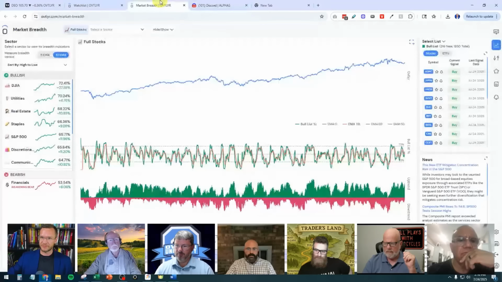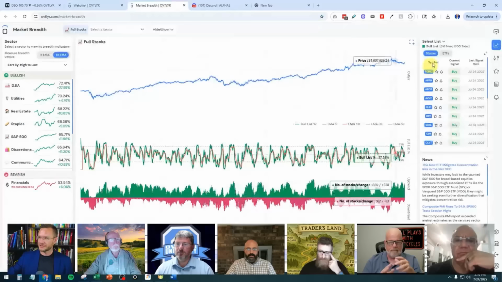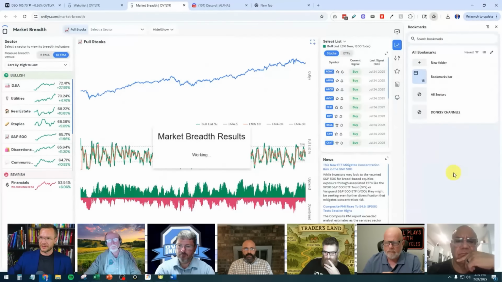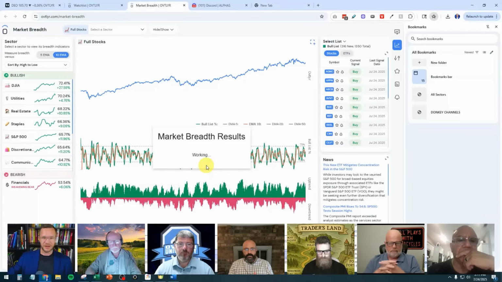This one here, check this out. What's this? All sectors all at once. Ready? So what this is going to do is run the Donchian Channels on every sector and all the stocks all at once. At least I think it's going to. Let's see.